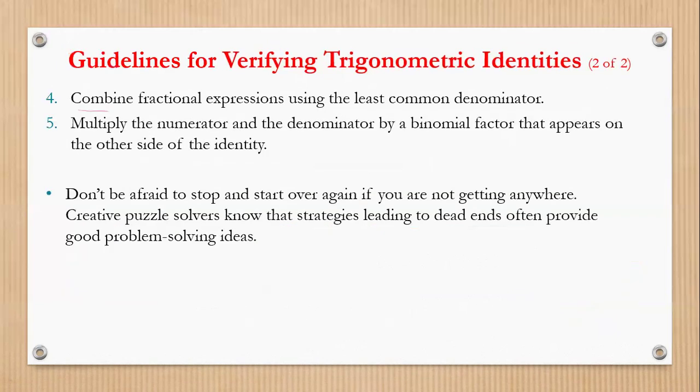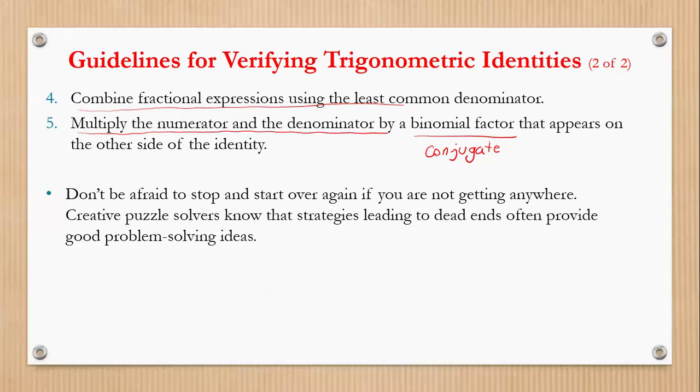And that's what I told you. You need to find the common denominator sometimes. And sometimes you also may need to multiply both the numerator and denominator by a binomial factor, which is called the conjugate. And I will show you an example.